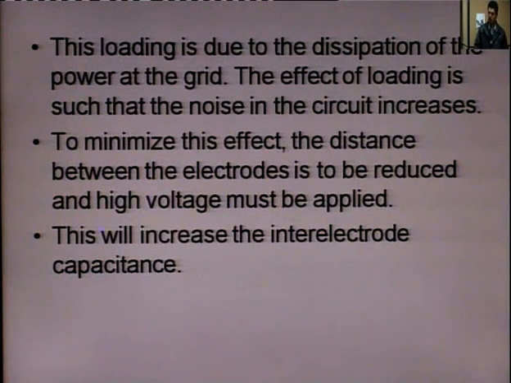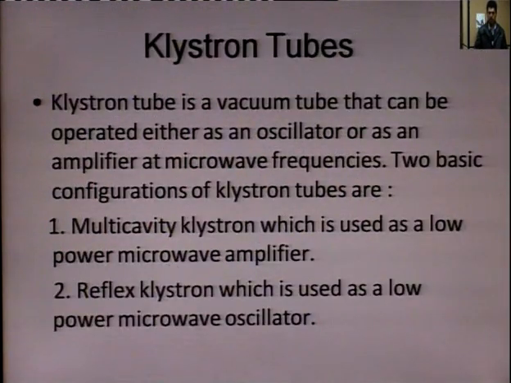So there are three factors that affect the performance of vacuum tubes at microwave frequency. The first one is the interelectrode capacitance, second is the interelectrode inductance, and third is the transit time effect. So a special type of vacuum tube is used for amplification of microwave signals and for generation of microwave signals.